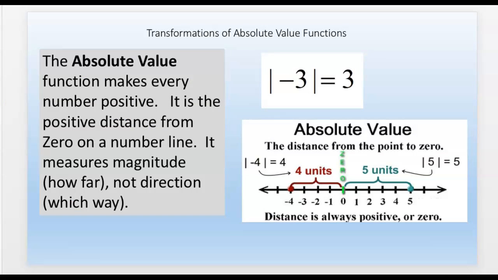Just to review, the absolute value symbol is a function. It makes every number positive. So the absolute value of -3 is actually 3, and the absolute value of 3 is also 3. It's a positive distance from 0 on a number line. That's how it's defined. It measures magnitude, how far, not direction. It doesn't care which way. It's always positive.